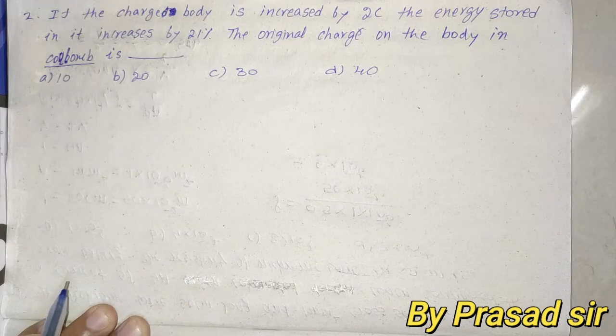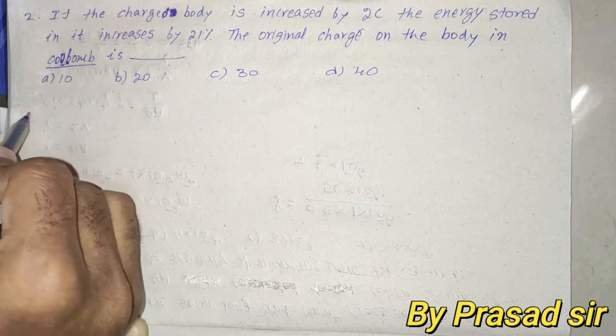Here the second question: if the charge on a body is increased by 2 coulombs, the energy stored in it increases by 21%. The original charge on the body in coulombs is how much? So what are the given values? The charge on the body is increased by 2 coulombs, the energy stored increases by 21%. The original charge on the body is how much? So first of all we will write like this.